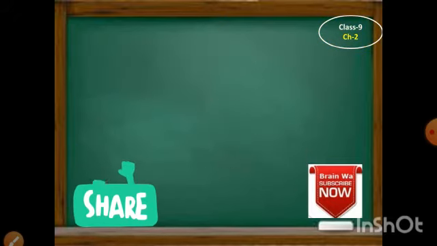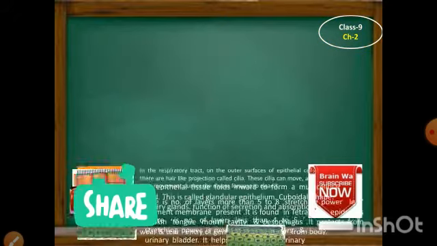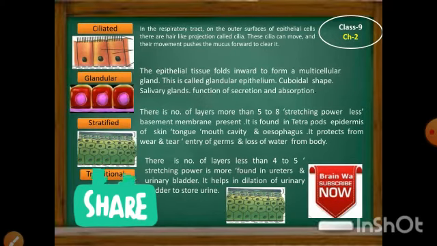Columnar epithelial tissue is again modified into the ciliated and glandular. In the ciliated, there is a cilia, hair-like projection, on their free surface, and it is mainly found in trachea, bronchi to expel any dust or food or pollutants out of air passage.